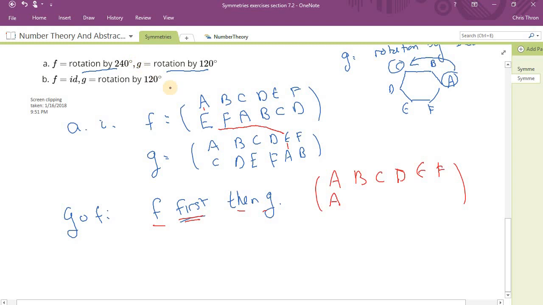All right? Let's go ahead and look at B. F takes B to F. And G takes F back to B.